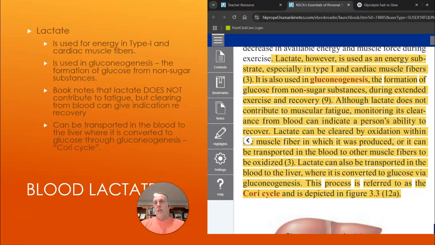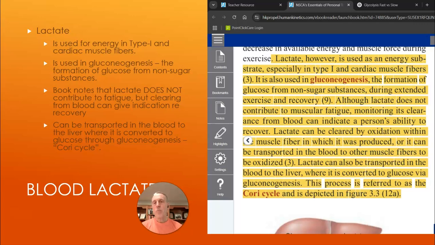So lactate. Lactate is used for energy in type 1 muscle fibers and cardiac muscle fibers. And it's also used in gluconeogenesis. Well, I'll tell you, you just need to play Scrabble and you guys will kill it. And the book notes that lactate does not contribute to fatigue per se, but clearing it from the blood can give an indication of how quickly a person is recovering. So you can imagine somebody's working out, and when they get done working out, we can do blood draws to see how quickly that lactate is actually clearing the system.